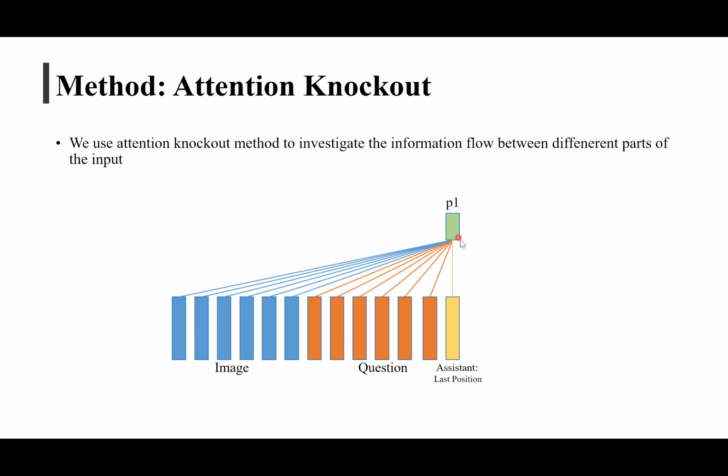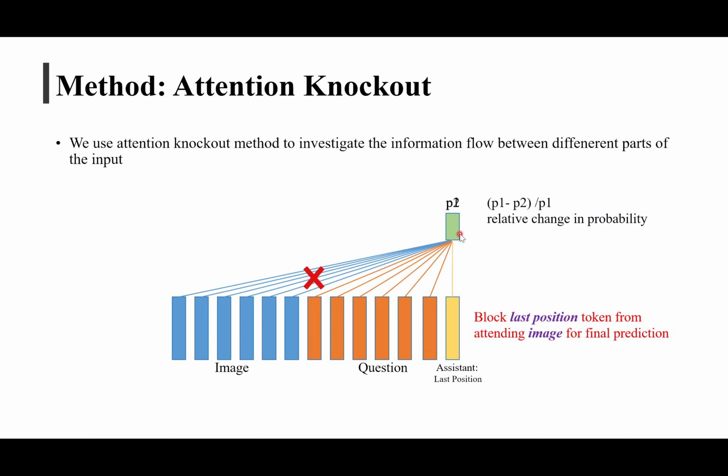This is the correct answer, and P1 is the probability of this correct answer. If we want to see the information flow between the image and the last token, we only need to block the attention edge between the image and the last token, and then we get a probability P2 for the correct answer. Then we calculate the relative change in the probability, and we use this change to quantify the information flow between the image and the last token.